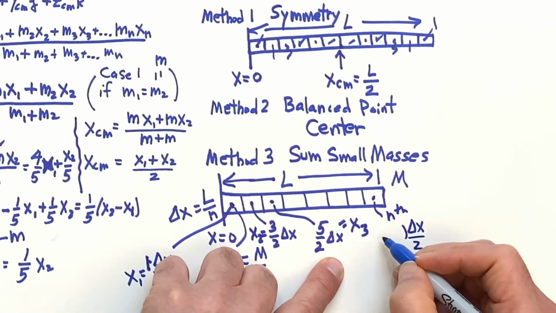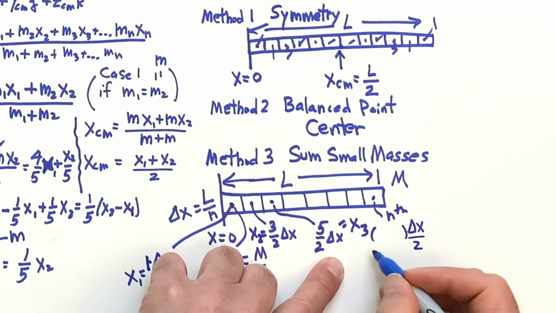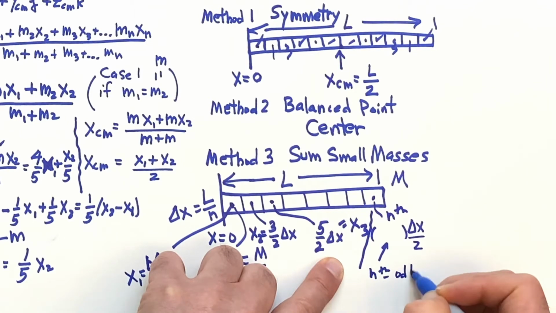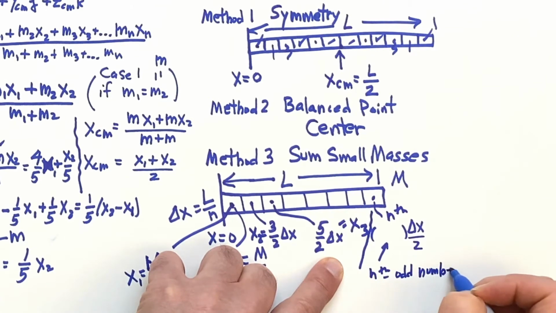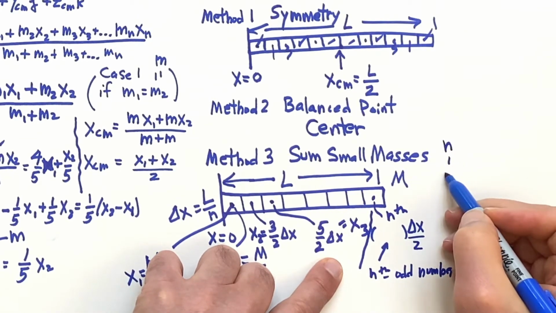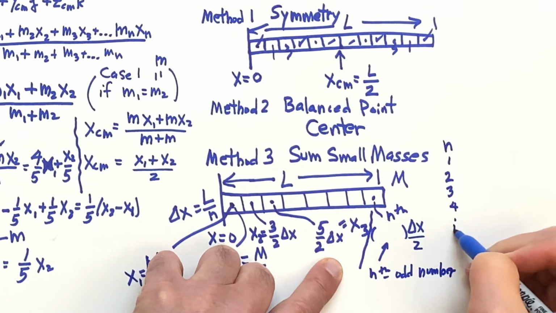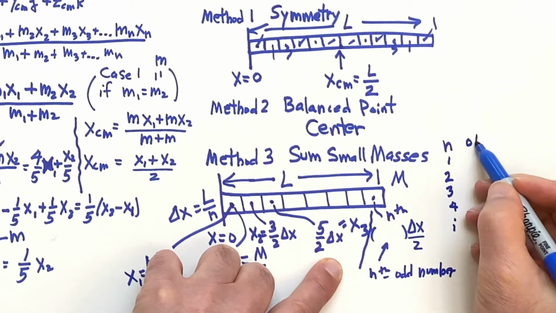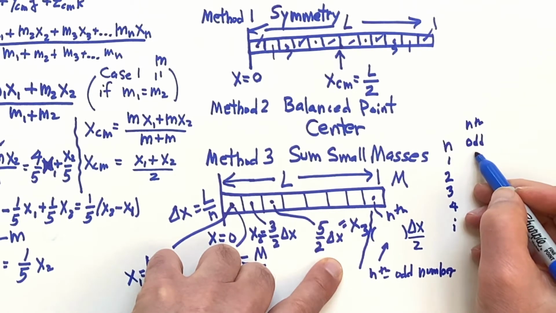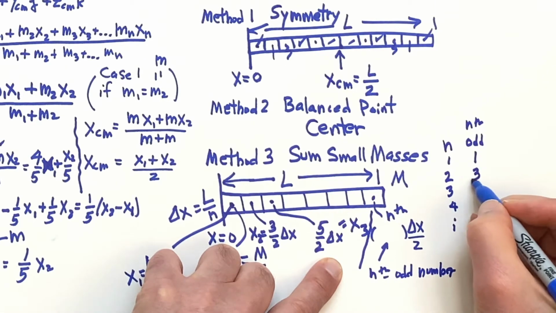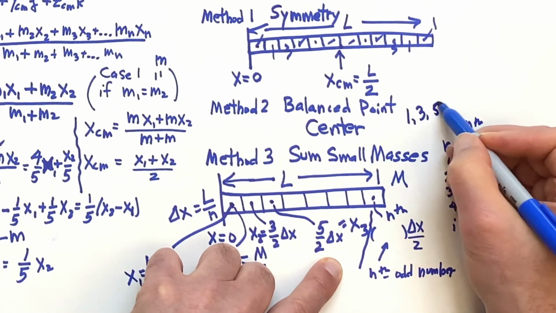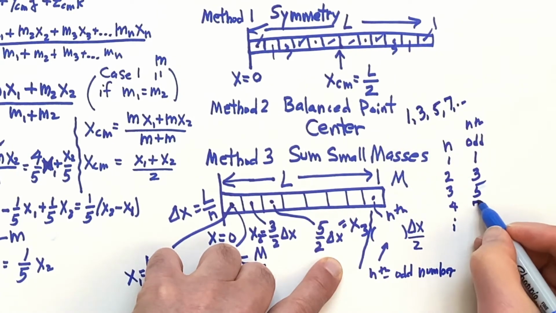I need here the nth, this has to be the nth odd number. So we can think about that like this. If we have N is 1, 2, 3, 4, like that, then the nth odd number: the first is 1, the second odd number is 3, and the third odd number is 5. You have the odd numbers 1, 3, 5, 7, like that. And this would be 7.